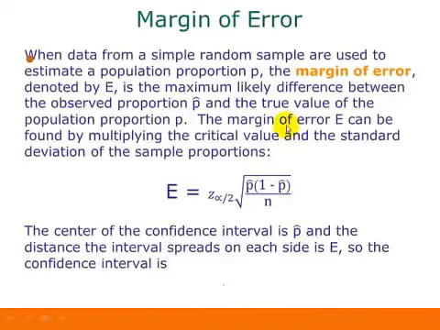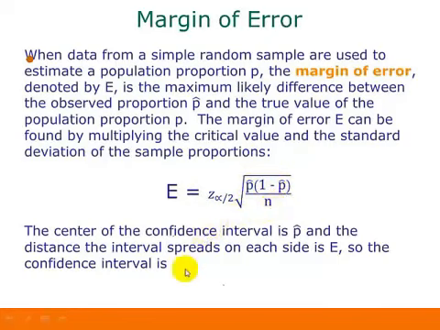Now we're going to use all these things to find our margin of error for the confidence interval. When data from a simple random sample are used to estimate a population proportion P, the margin of error, which we denote by a capital E, is the maximum likely difference between the observed proportion p hat and the true value of the population proportion P. The margin of error E can be found by multiplying the critical value and the standard deviation of the sample proportions. So here's the formula. Our margin of error is equal to our critical value, z alpha over 2, times the square root of p hat times 1 minus p hat divided by n.